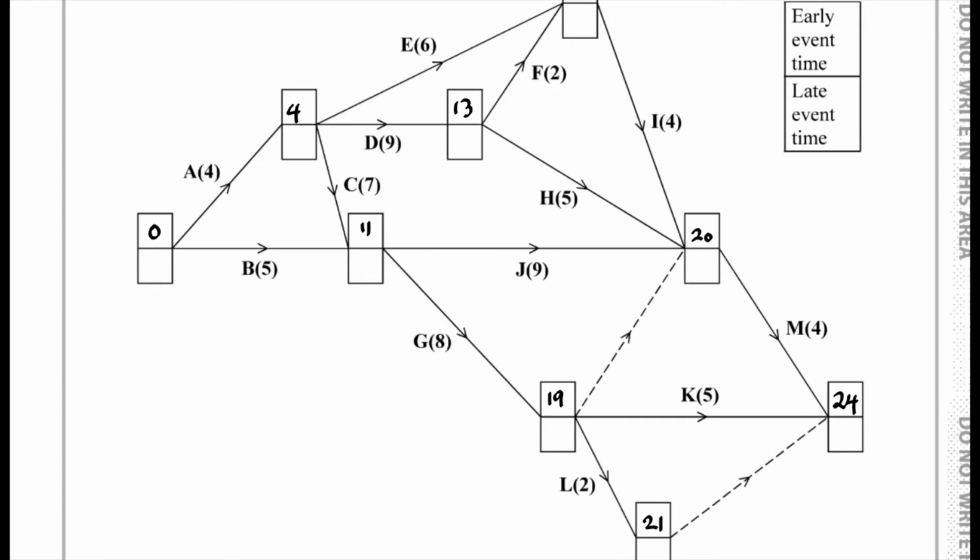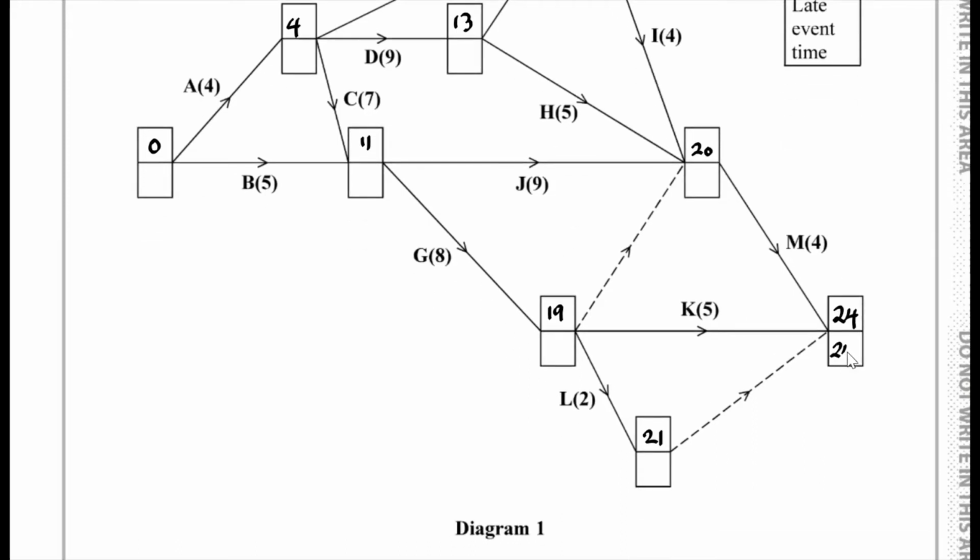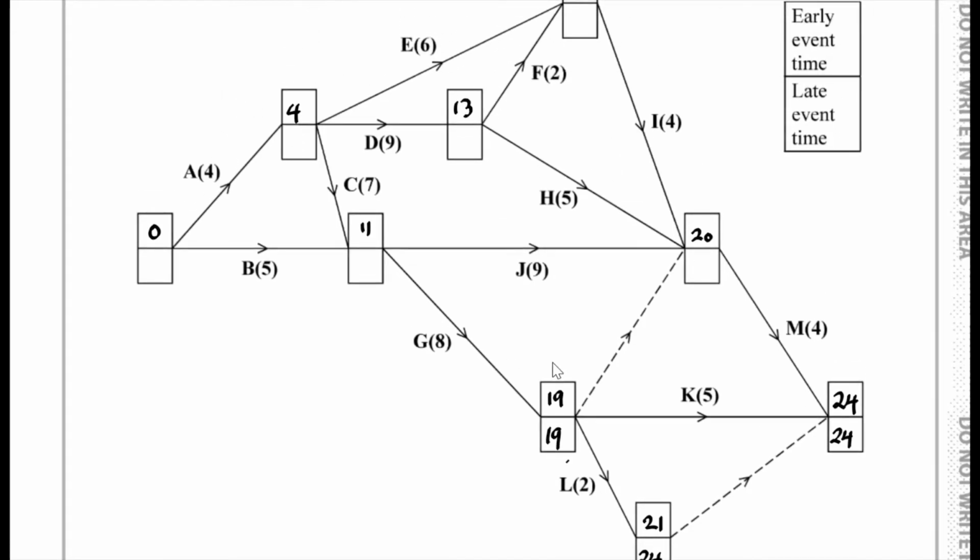And now for the backward passes, well, just work backwards. So here we have 24. And also for this dummy one, that takes us up to 24. Now 24 take away 2, that's 22. And we have 24 take away 5, that brings us up to 19. We want the smaller one this time, that's 19. Okay, hopefully that makes sense. And 24 take away 4, that's 20.